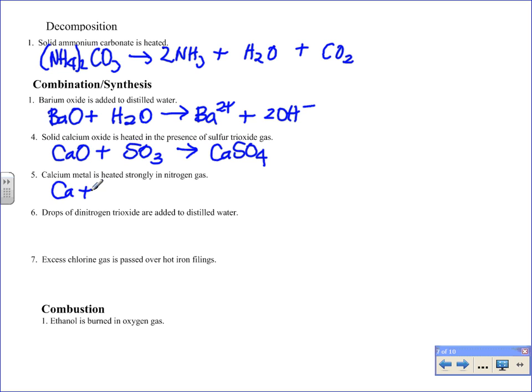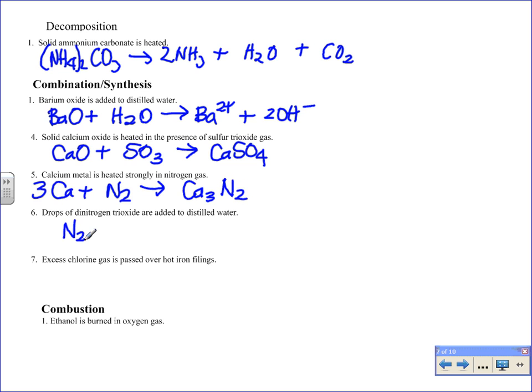Calcium metal is strongly heated in the presence of nitrogen gas. I need to remember that nitrogen is part of the Hofbrinckl. Strongly heated, I've got 2 elements here, so this is going to produce an ionic compound. By balancing the charges, I get Ca3N2, and so I'm going to balance this by putting a 3 here. Again, there's no indication of this being in solution, so it's going to produce a solid.